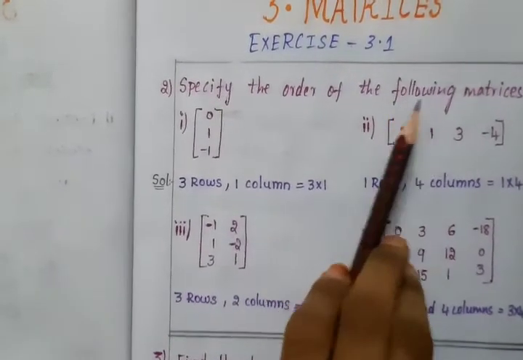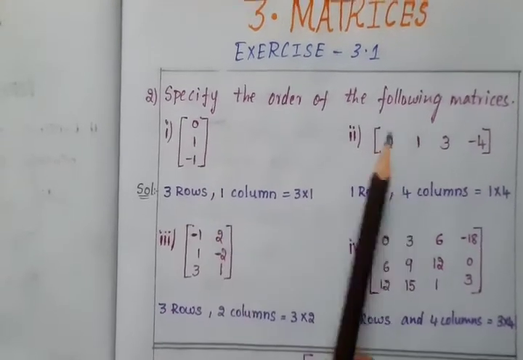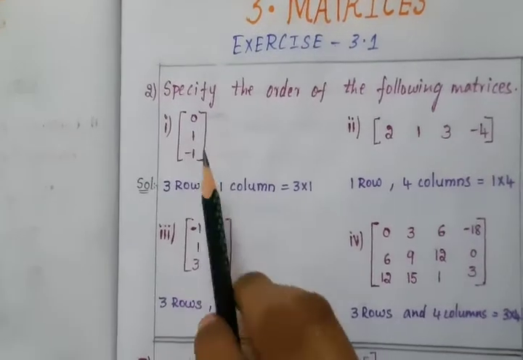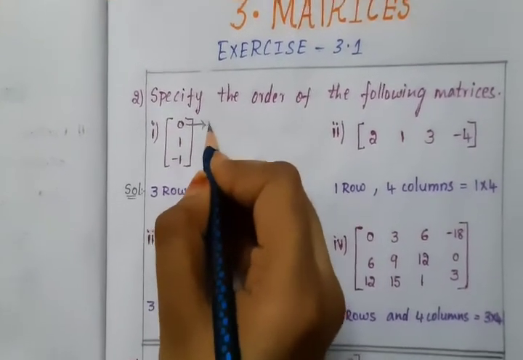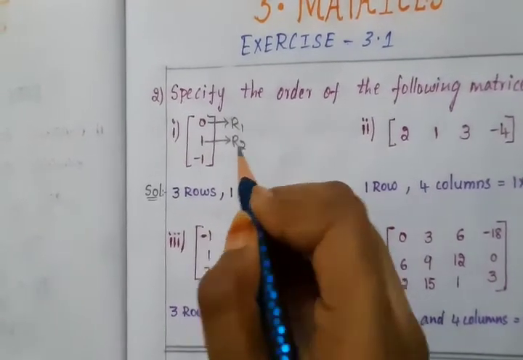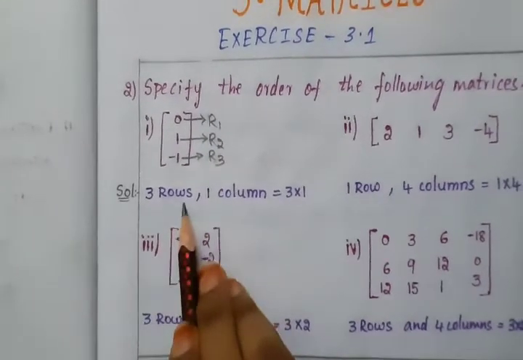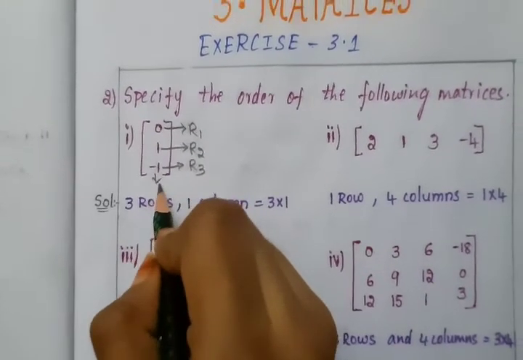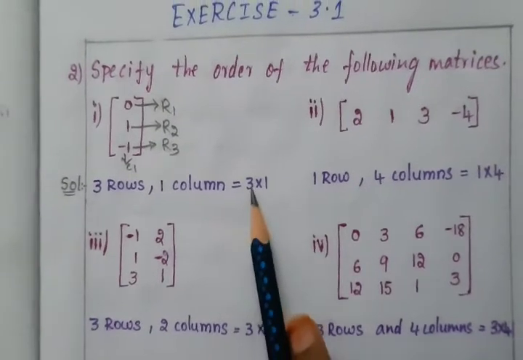Specify the order of the following matrix. This question contains 4 sub-questions. We should write its order. It contains row 1, row 2, row 3. That means 3 rows it has. And how many columns it has? Only 1 column. So 3 rows, 1 column equal to 3 by 1.